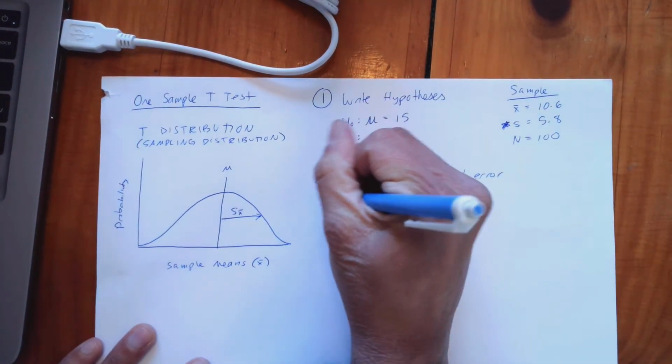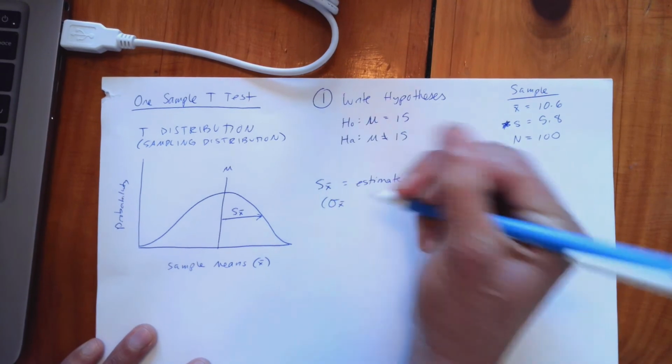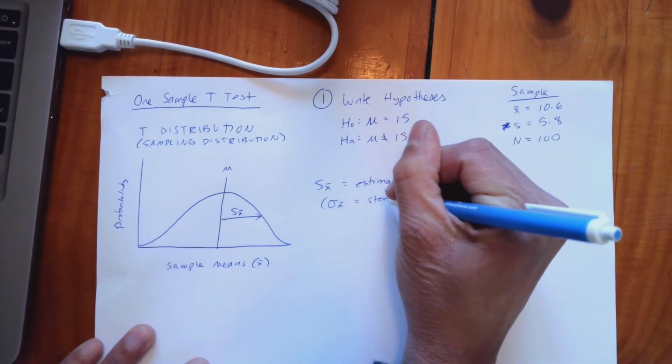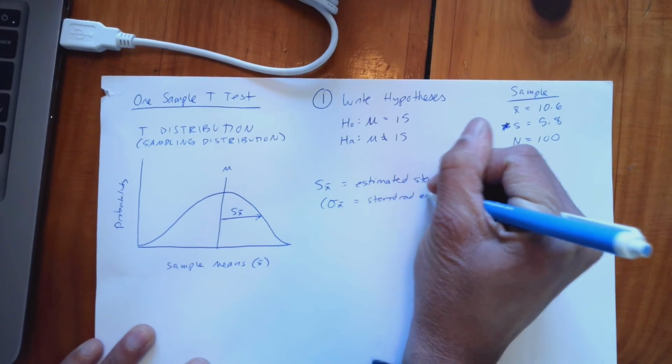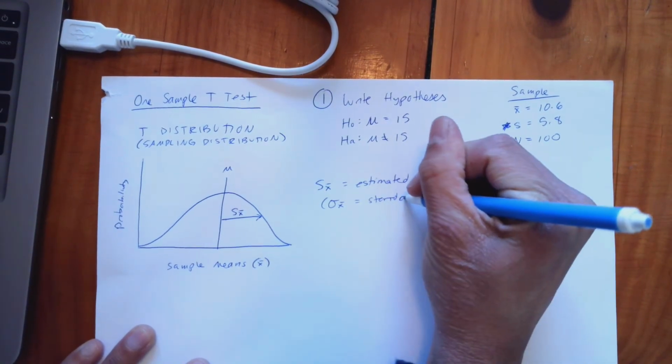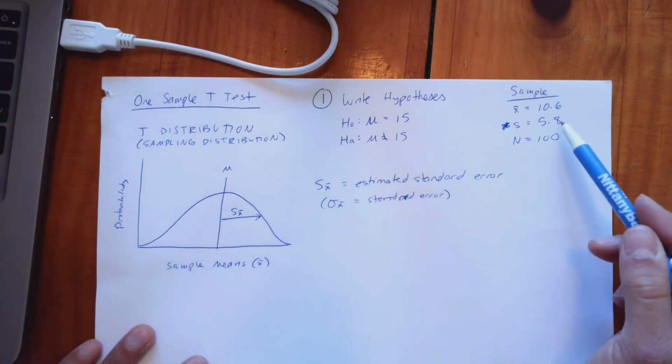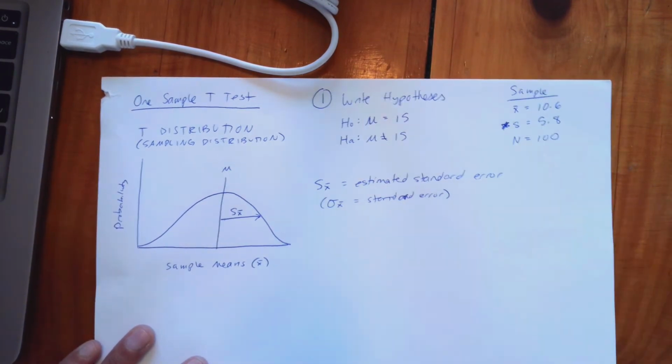And if you remember, on a normal distribution, this would be your regular standard error. So what we have with estimated standard error is our best estimate for your standard error, which is the standard deviation of a sampling distribution. And it's our best estimate, and it's based off of this sample value.